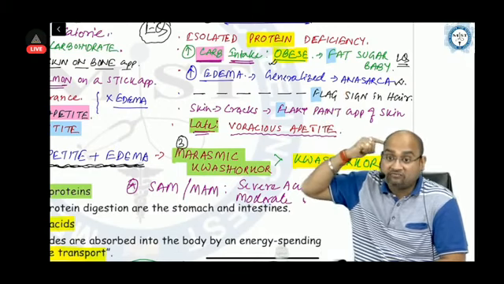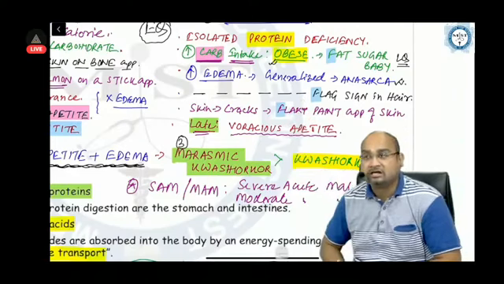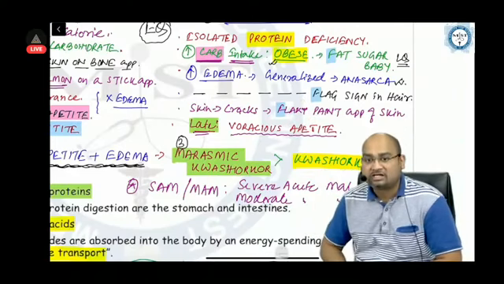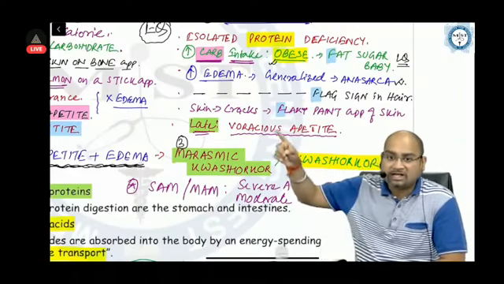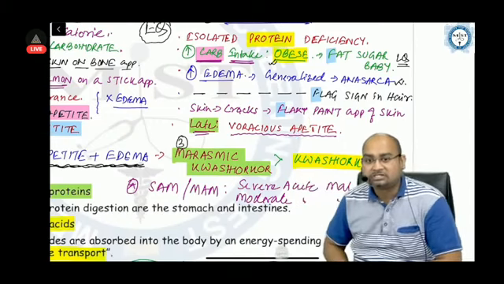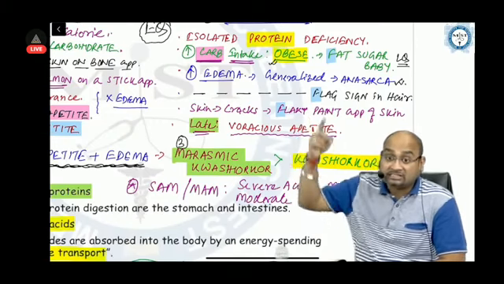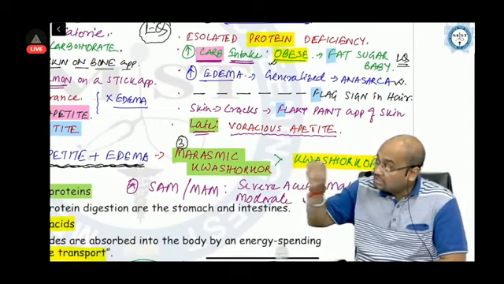Flag sign in hair, alternate white and dark bands. Skin will have cracks, a flaky paint appearance of the skin. Late stages, as they are fed with only carb, only carb.